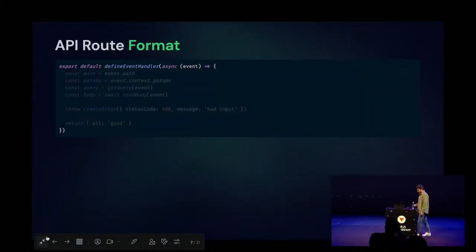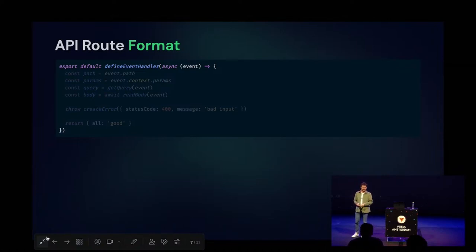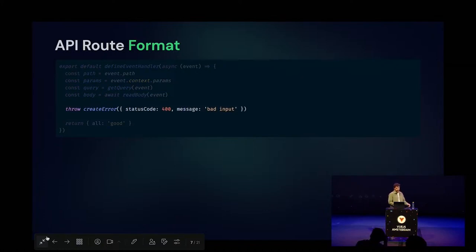First, let's take a look at the route format. So you need to define an event handler. If you use the alias eventHandler, it's the same. You define a function that receives an event, which is an object. You can get the path of the current route, the params if you have a dynamic route, the query parameters, and if it's a POST or PUT request, you can use readBody to parse it. Then you can create an error.